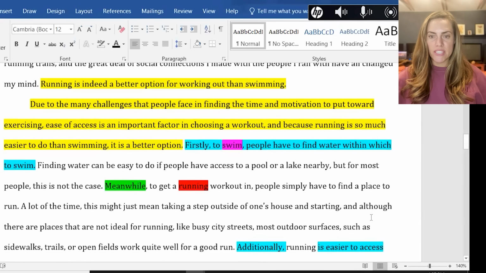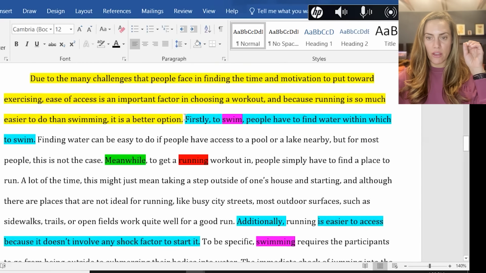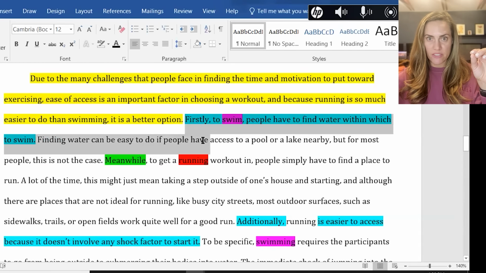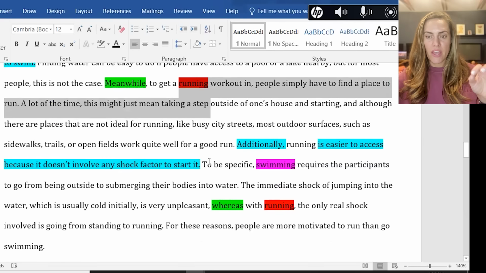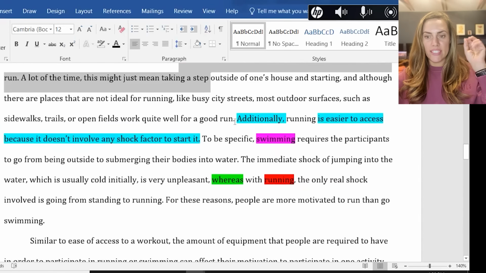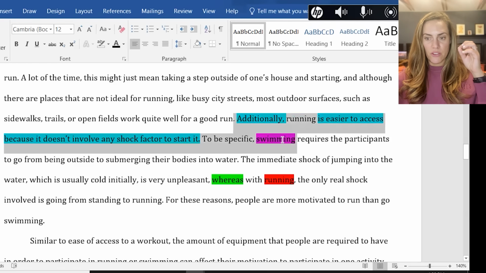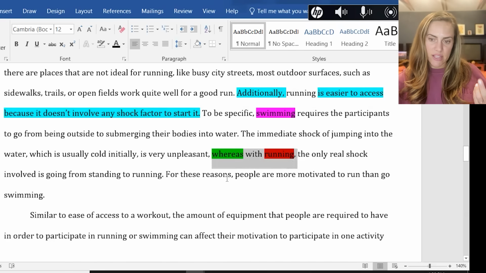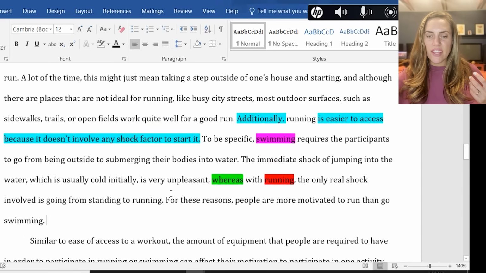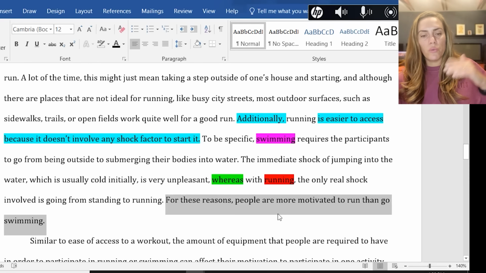So you can see in this paragraph, I got my topic sentence, which is focusing only on accessing. And then I talk about water access for swimming, trail access for running. Okay, and I'm contrasting. And then the second point is I'm talking about shock factor for swimming, shock factor for running, which is about access also. And then at the end, I give a little kind of wrap up, like a little conclusion. For these reasons, people are more motivated to run than go swimming.